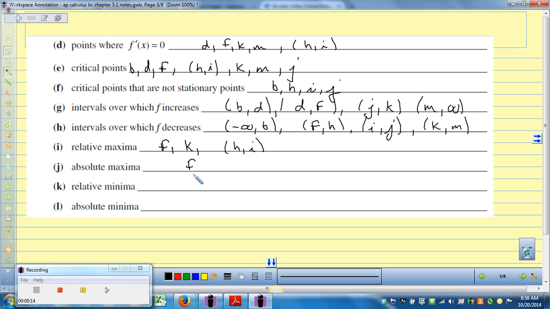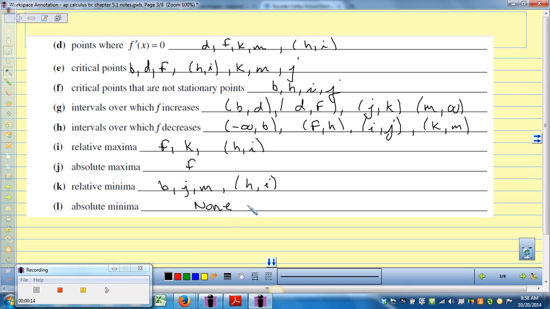F. All right, relative minima. On this one, Natalie, help me with that one. J and M. Relative, what one is this? K? Yeah. Say them again. B, J, and M. B, J, and M, and also? H, I. Yep. H to I. All right, absolute minima. There is not one.